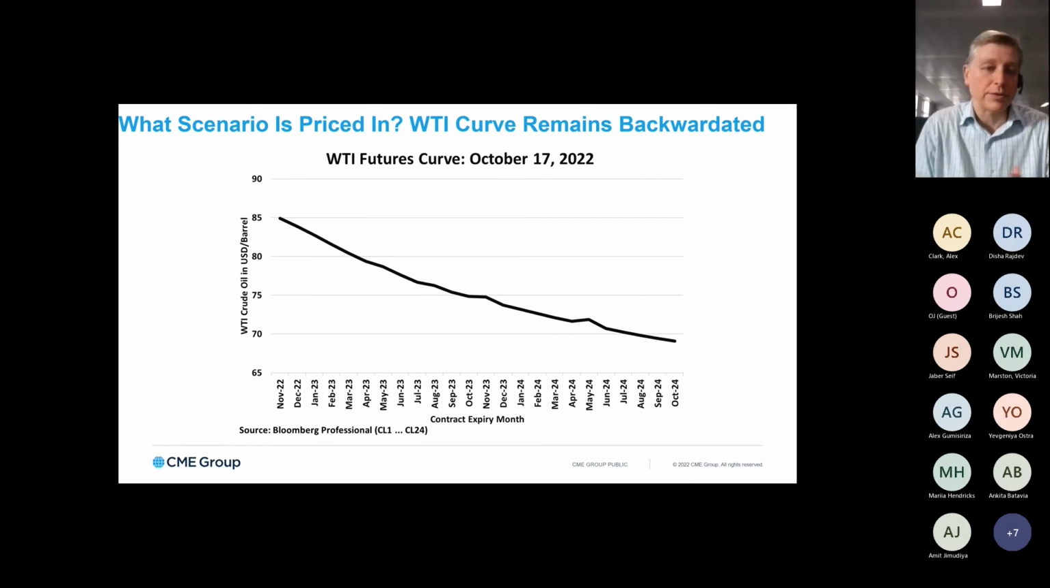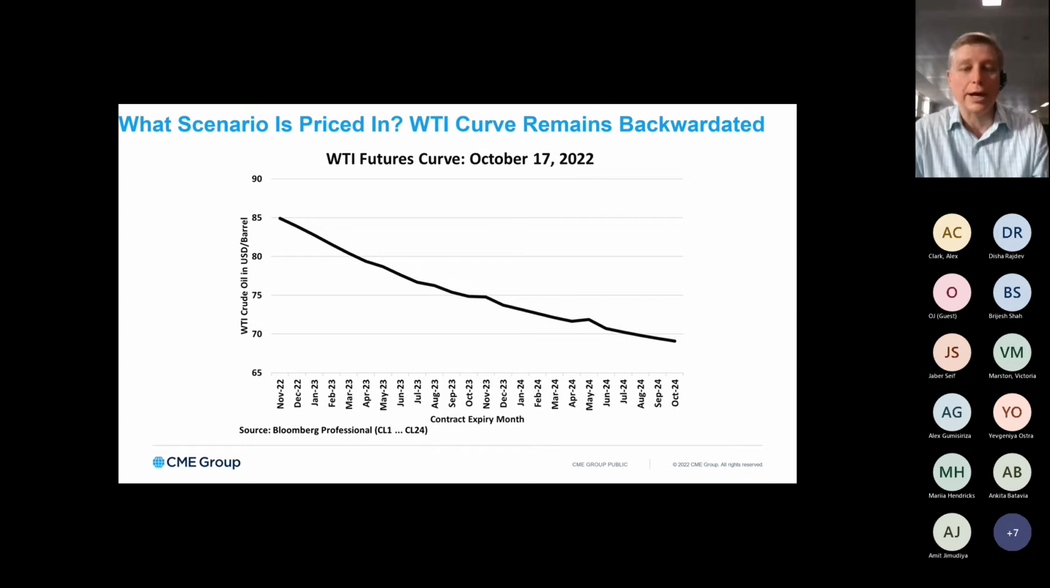The December 2022 contract is trading right now at around $85 per barrel. But if you look out to December 2023, the market essentially thinks that the price is going to be down to around $73 per barrel. If you look out to the end of 2024, prices are below $70 per barrel if you want to buy them that far out. So this is what we call backwardation in the futures markets.